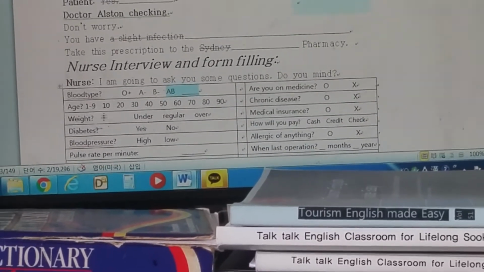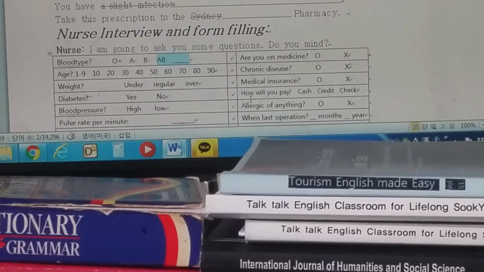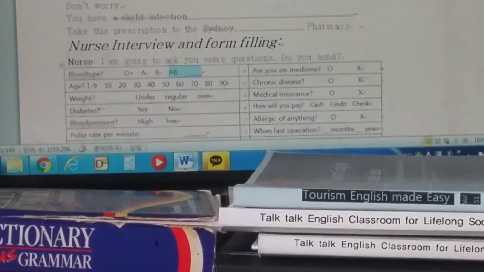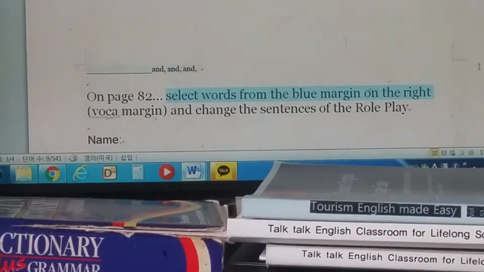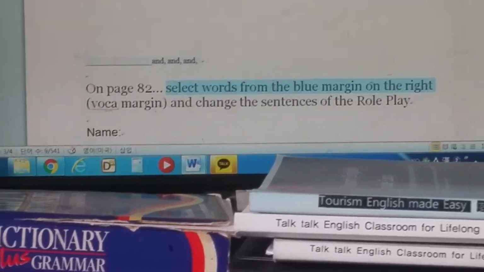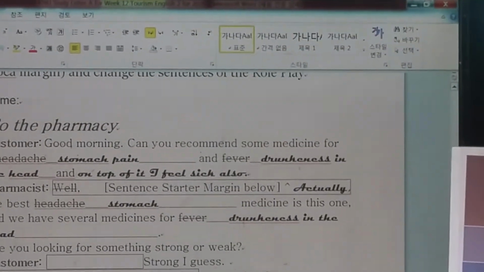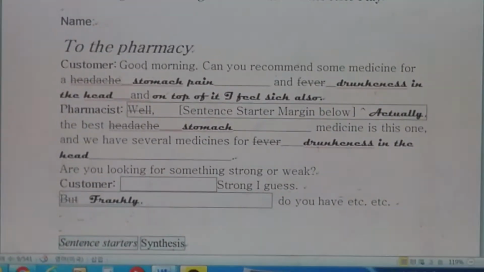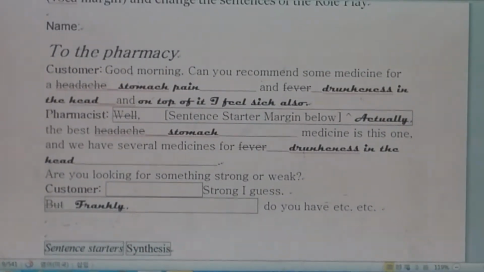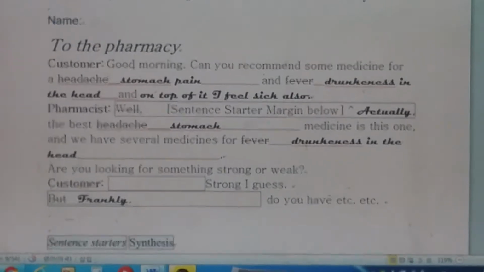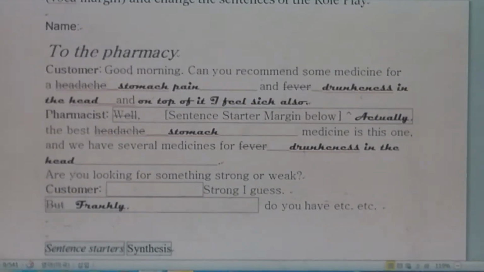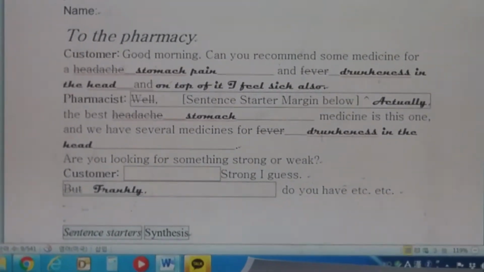Students, do take this and ask role play. Call each other. Let's go back to the letter because the letter is asking just that. Select the words that you already said. You put it there. Here is the example. Good morning. Can you recommend some medicine for a stomach pain and drunkenness in the head? And on top of it, I feel sick.